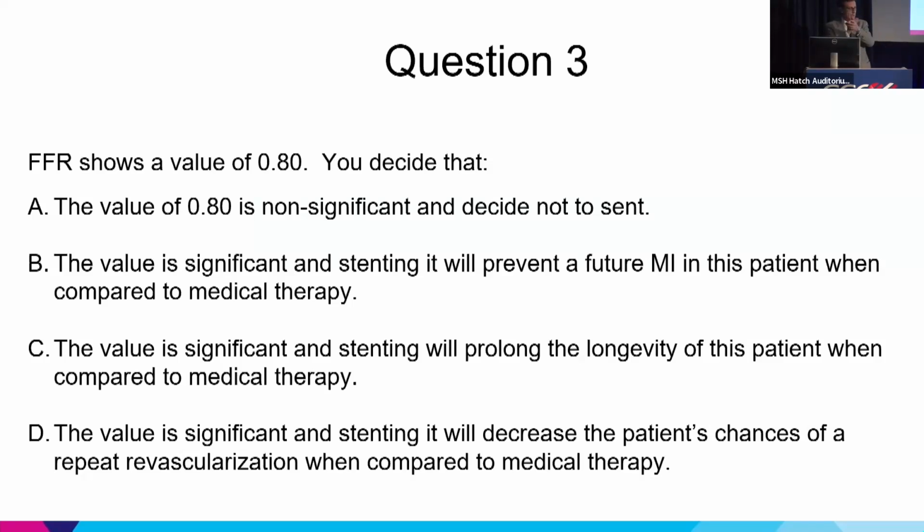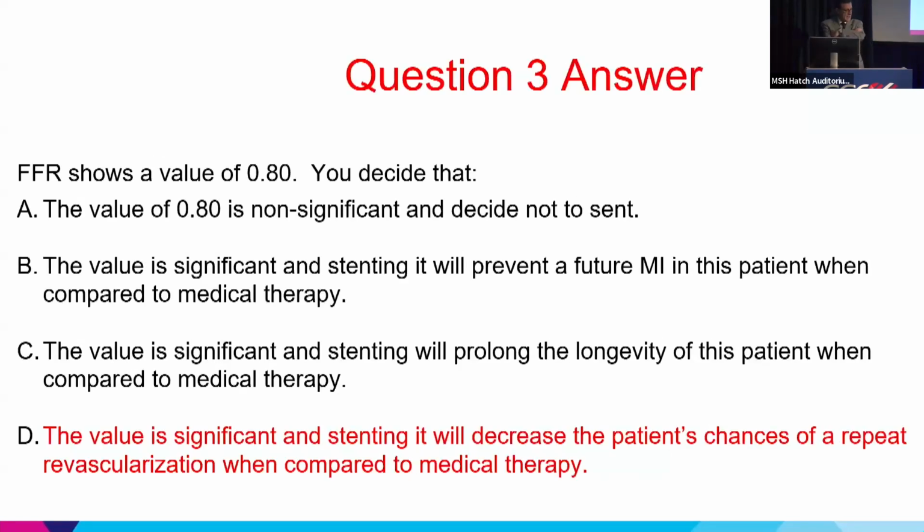So who goes with A? The value is non-significant and forget about it. Nobody. B, significant and going to prevent future MI. Not much activity. How about prolonging longevity? And how about decreasing chances for urgent revascularization? All right, quite a few. Then we have maybe 30% who did not answer anything.